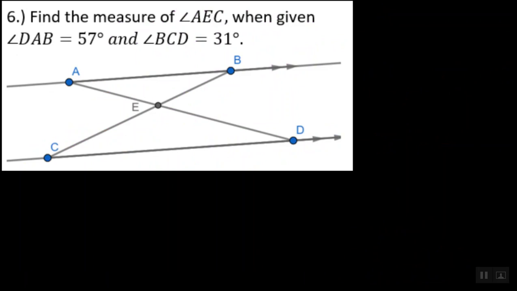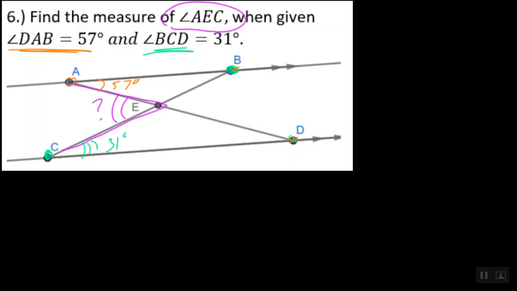Here in example number 6, it says find the measure of angle AEC. So from A to E to C, we want to find the measure of that angle right there when given angle DAB is 57 degrees. So if I go from D to A to B, I know that is 57 degrees. And if I talk about angle BCD from B to C to D, I know that this angle right here will be 31 degrees.